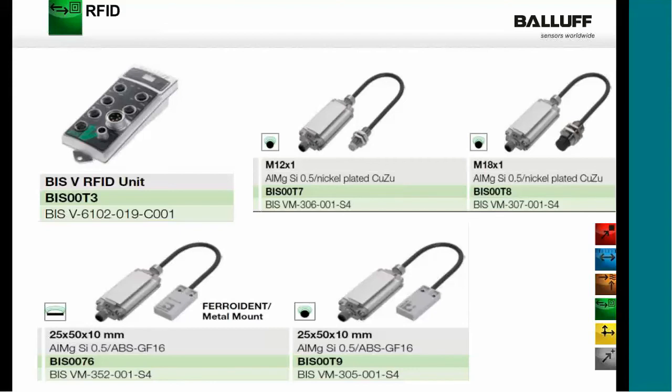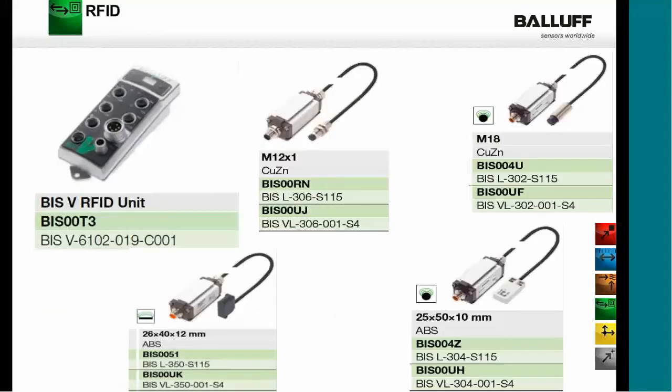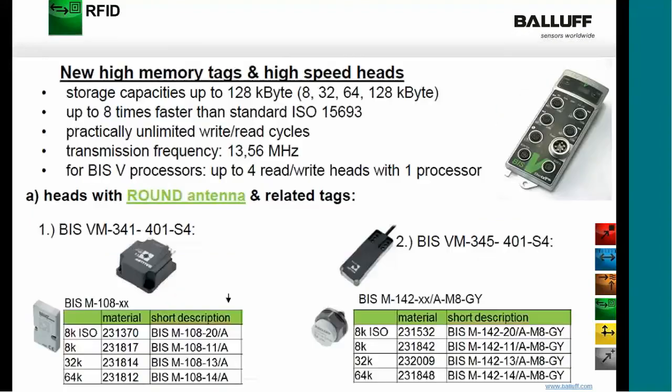So you have a specialized head that you have to use, and this picture shows the different types of heads that are available. They will always have a VM code if they are a BIS-M type of head, or you can also use the L system, the BIS-L. So all those readers, or antennas, will have an L in the part number. That signifies they are an L head and able to use an L tag.